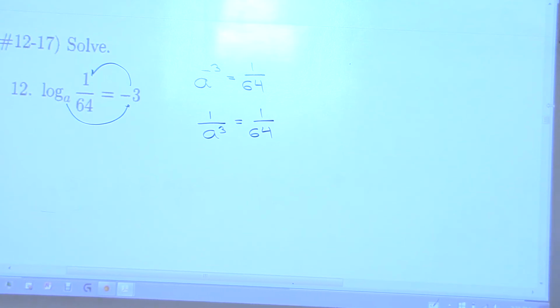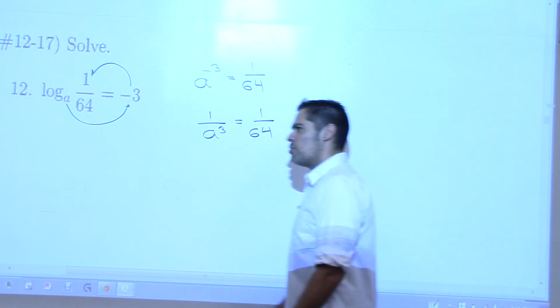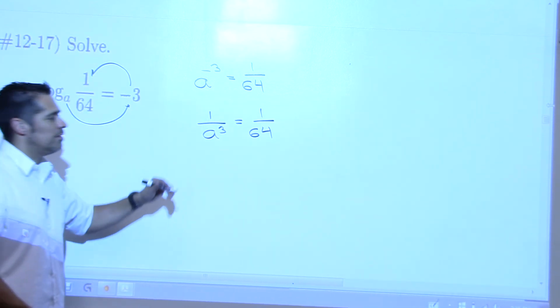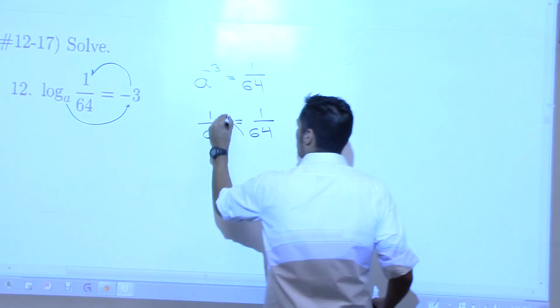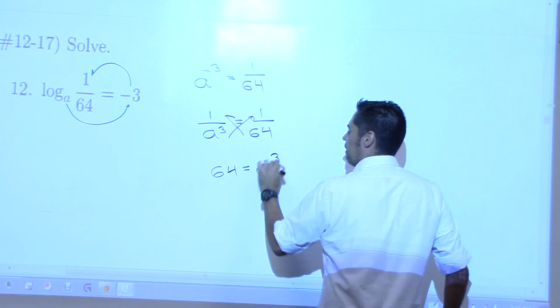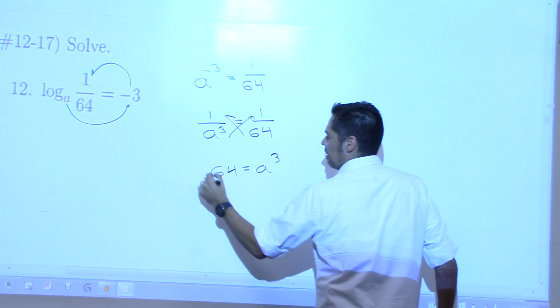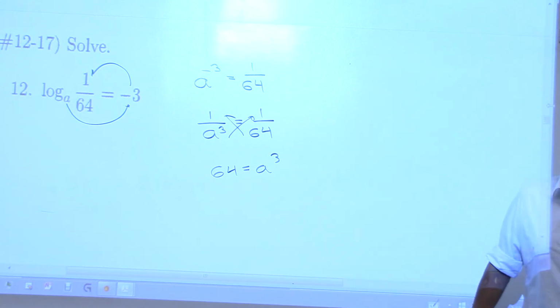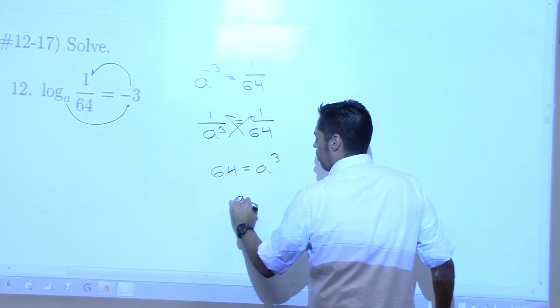It's not 2, right? 2 cubed is 8. 3 cubed is 27. 5 cubed is 125. So yeah, just by a process of elimination. Now, if you wanted to, you could cross multiply and do 64 is a cubed, and then take the cube root on both sides. But then again, you need a calculator or need to think through it. At the end, a is 4.